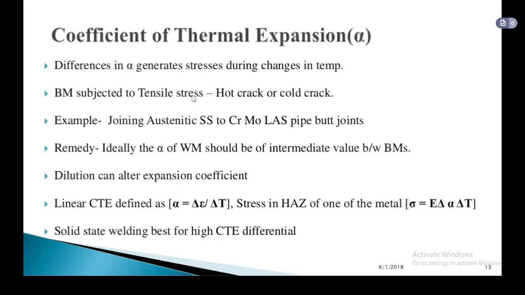Then the coefficient of thermal expansion. Coefficient of thermal expansion means the amount of expansion the material undergoes with the heat that we apply. Okay, if two dissimilar materials are joined together, and one has a low coefficient of thermal expansion and the other has a high coefficient of thermal expansion, then while welding, the source of heat should not be applied directly on the material with the high coefficient of expansion. The heat should be applied on the material with the low coefficient of thermal expansion.